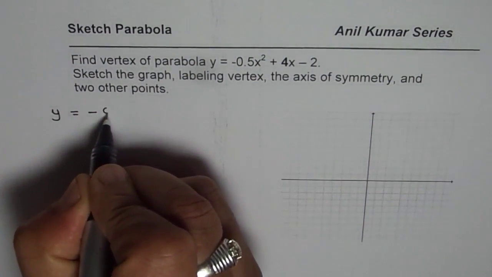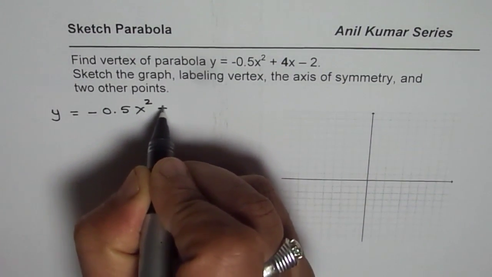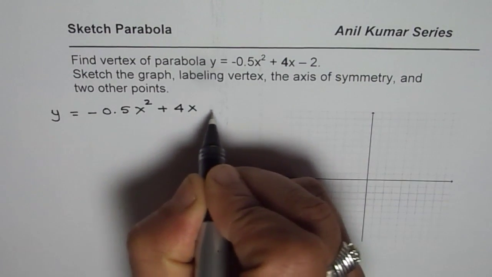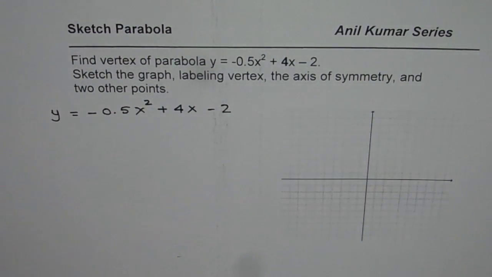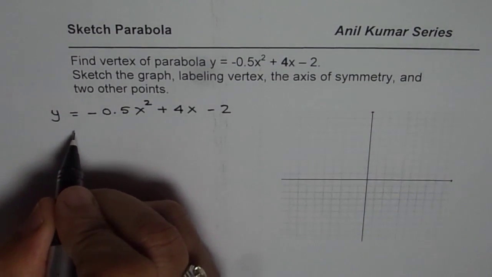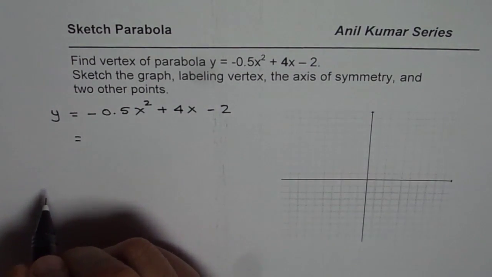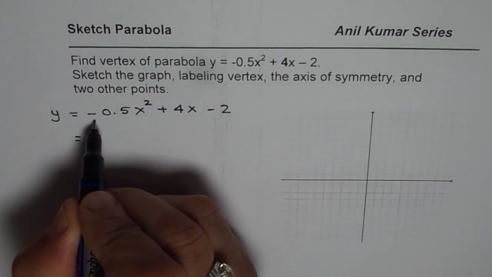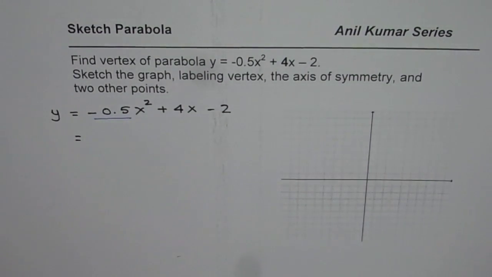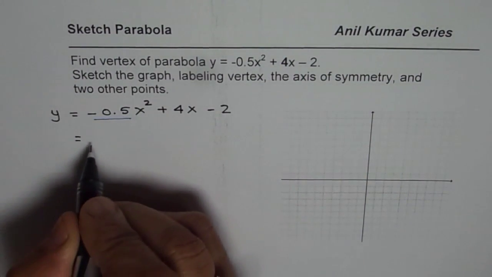How are you going to find the vertex of this equation? It is given in standard form. Well, the best way is, since we have to also sketch the graph, to write it in vertex form, that is, completing the squares. If we complete the squares, we can write it in vertex form and then draw the graph also. To complete the square, we have to factor out the coefficient of x squared, which in this case is minus 0.5.